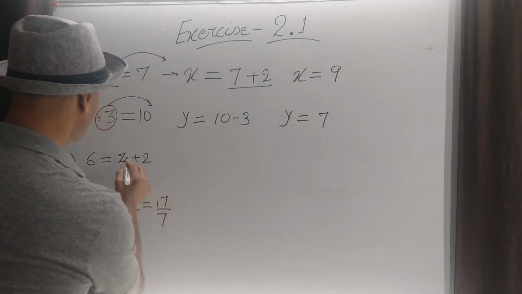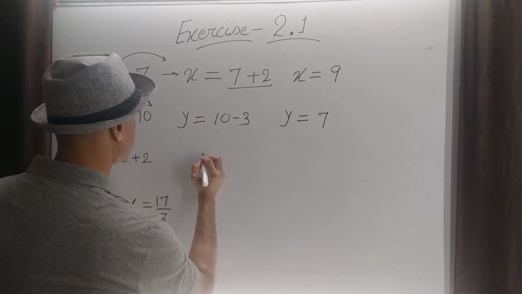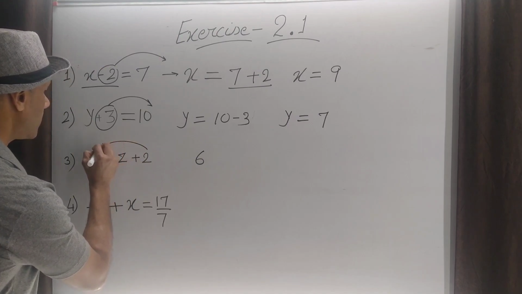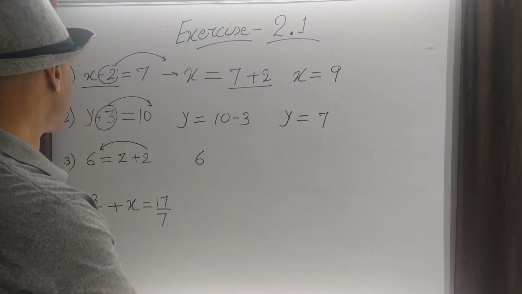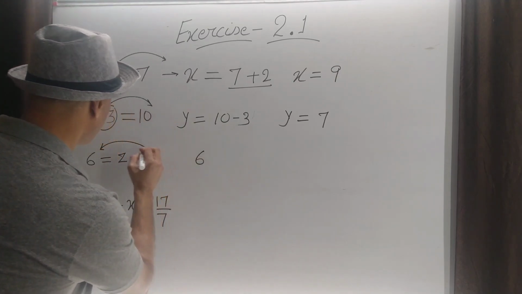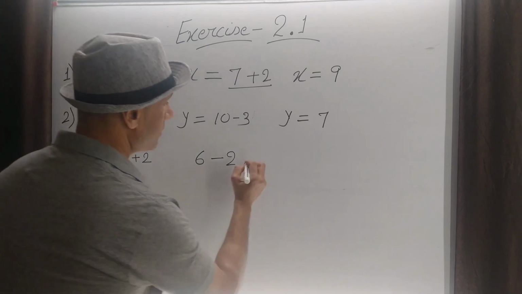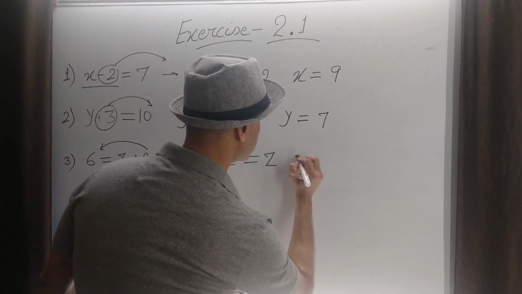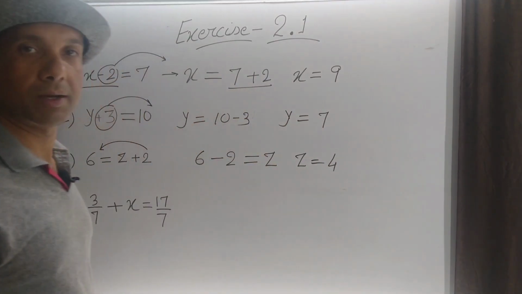Moving on to this equation. Here the variable is on the right hand side. So let's write it this way. 6 we'll keep it this side, and we'll move the defined values to the left hand side because 6 is on the left hand side. So this 2 will become minus 2 here, and the variable stays on the right hand side. So we'll get z is equal to 6 minus 2, that is 4. Clear?